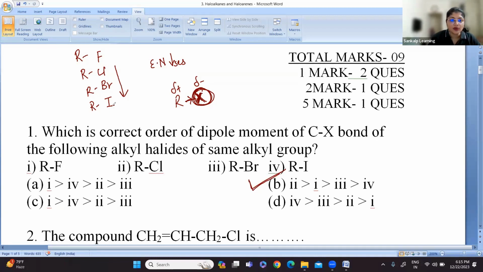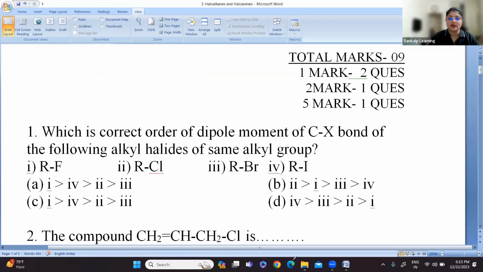So as you go down the group, what will happen to the size of the halogen atom? It goes on increasing. So as the size of the halogen atom increases down the group, the dipole moment goes on decreasing. So this is the reason for your first question. Fine. So the answer is B, option number B.